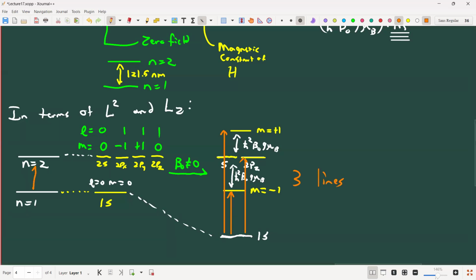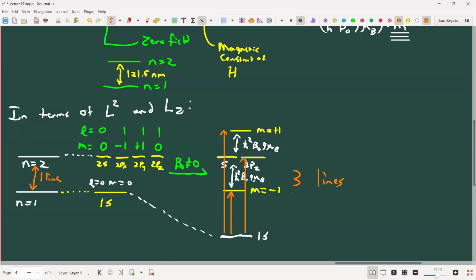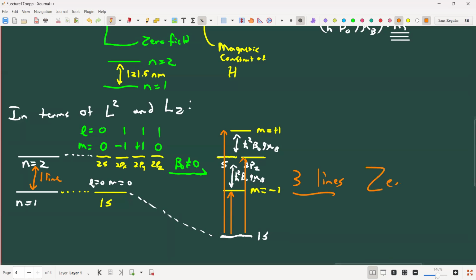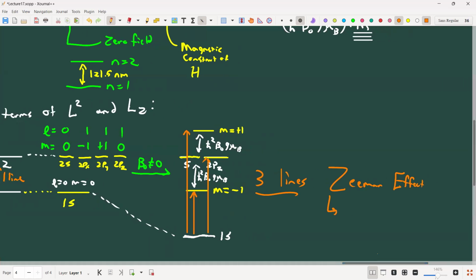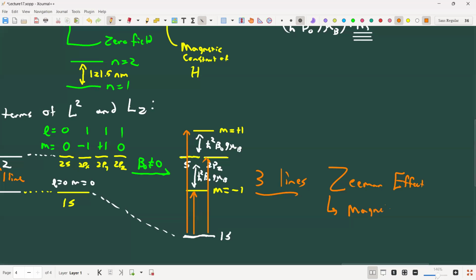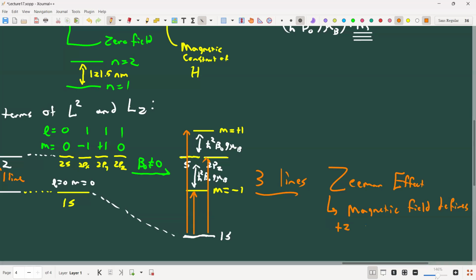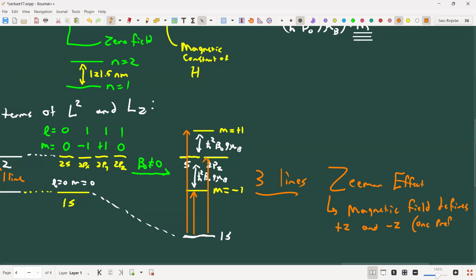We get 1 line without the magnetic field. And with the magnetic field, we get 3 lines. And this is what's called the Zeeman effect. Right? And it's the idea that the M states, the projections, so the magnetic field defines plus Z and minus Z, right? One's preferred and one isn't. One preferred orientation.